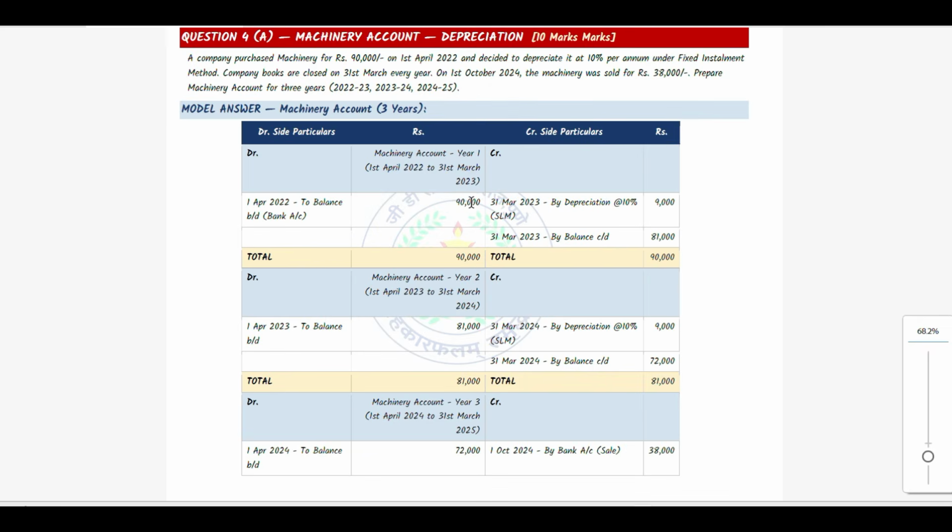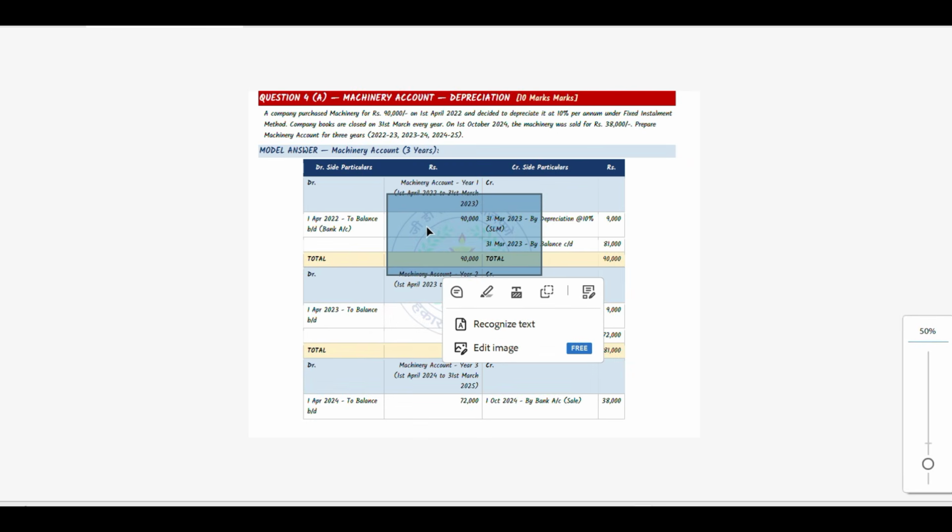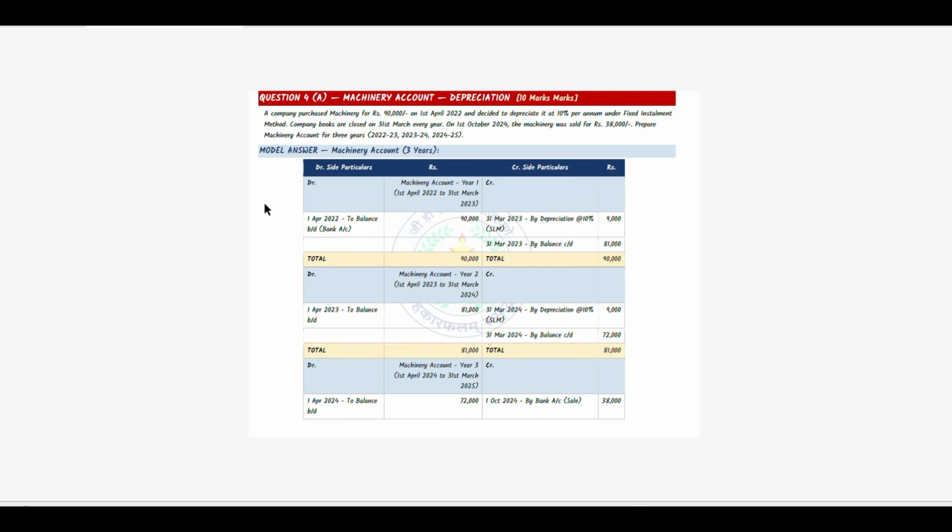Question 4, machinery account. Question 4A will be asked like machinery accounts. It might be asked like computer accounts or machinery accounts likewise. So if there is a question like this, how do we have to solve it?